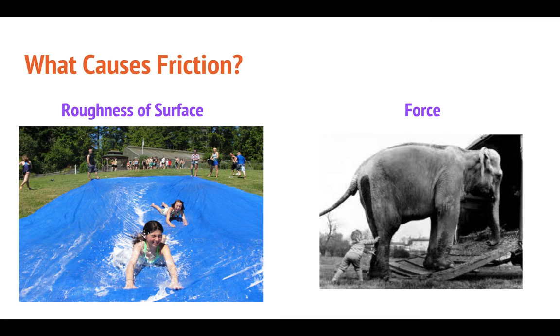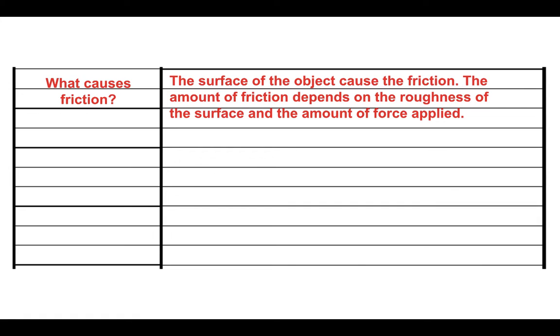Now, when you're looking at the elephant on the right-hand side, if there was less mass on the elephant acting downwards, it would be easier to slide that elephant into its crate. Because it's a big elephant, it has greater force downwards, so a greater amount of friction. So what causes friction? The surface of the object causes friction. The amount of friction depends on the roughness of the surface and the amount of force applied.